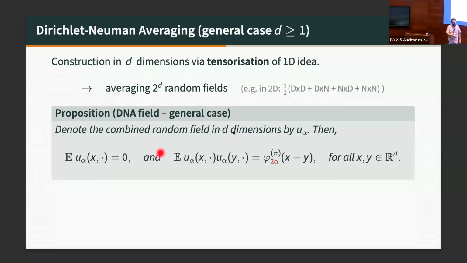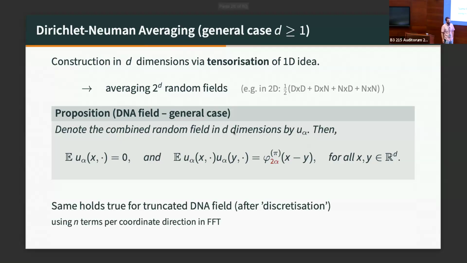Okay, so if you can do it in 1D, then you can do it on a box in 2D. You simply need to average 2 to the D functions. We need any combination of Dirichlet and Neumann. So in 2D, it would be Dirichlet in X, Dirichlet in Y, Dirichlet in X, Neumann in Y, and so on, all 4. And now I need to scale with 1 over the square root of 2 to the D, so I need to scale with a half in 2D. And I can prove again that this field has the 2 alpha periodized covariance structure.